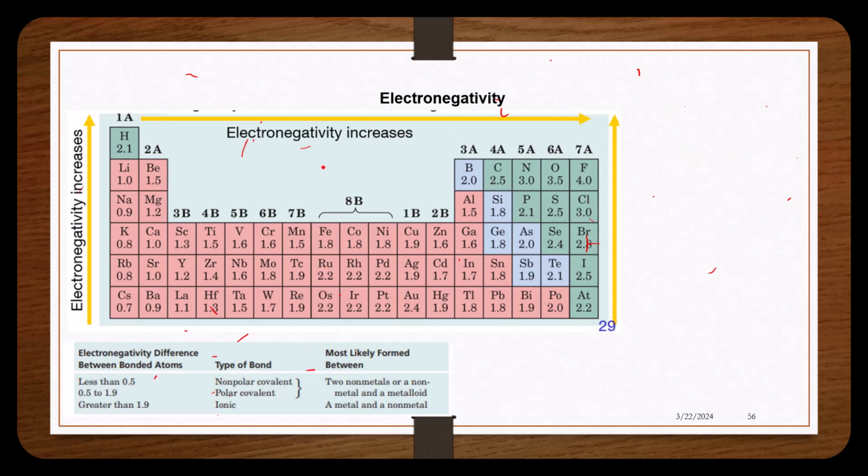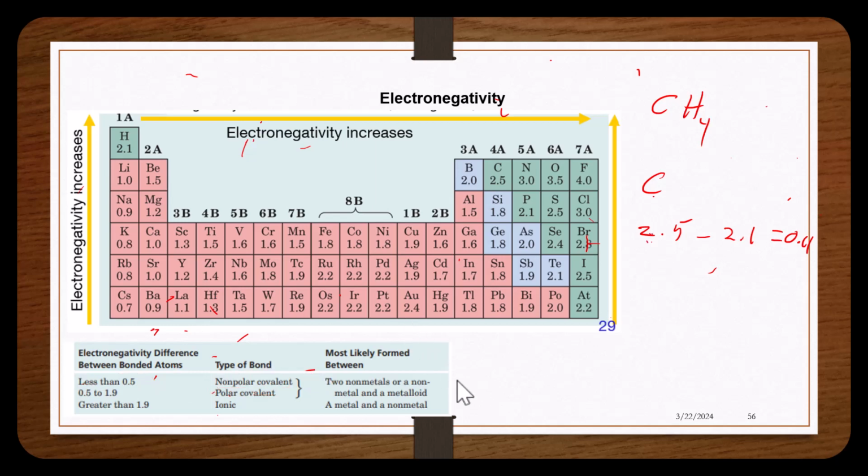Some other examples of a nonpolar covalent bond might be CH4, so carbon is 2.5, and hydrogen is 2.1, so we would have 0.4, and that would be less than 0.5, so it's a nonpolar covalent bond.